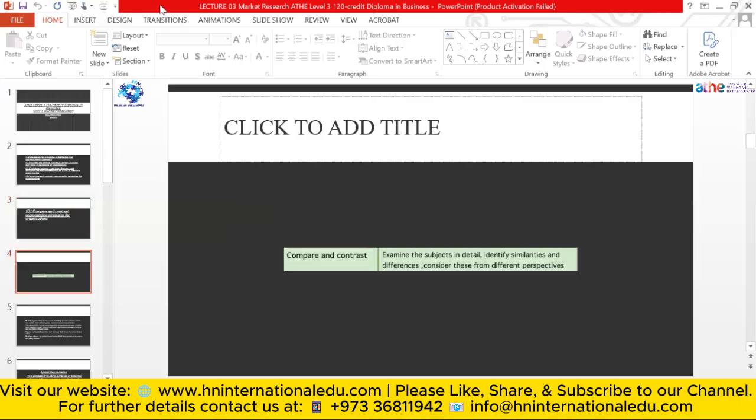Okay, compare and contrast means to examine the subjects in detail. That is, first an explanation is required. With that, we're going to work on similarities and differences. Five are enough. Consider these from different perspectives. Once we're done with the similarities and differences, in other words, if I break down the perspectives from the different authors, it means the critique. Every research, every theory is a critique. What is a critique? Another perspective, a view, an opinion. That is what you're going to add in it.